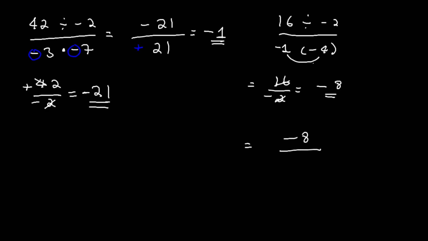Now let's multiply the lower part. Negative 1 times negative 4. Negative and a negative will give you a positive, and 1 times 4 is 4. Now let's divide. 4 goes into 8 2 times, so our final answer is negative 2. Now you know how to divide integers.